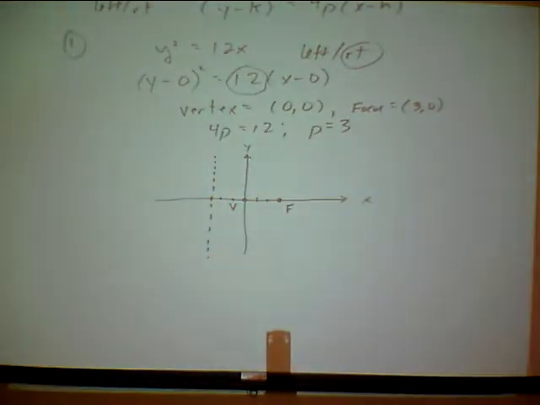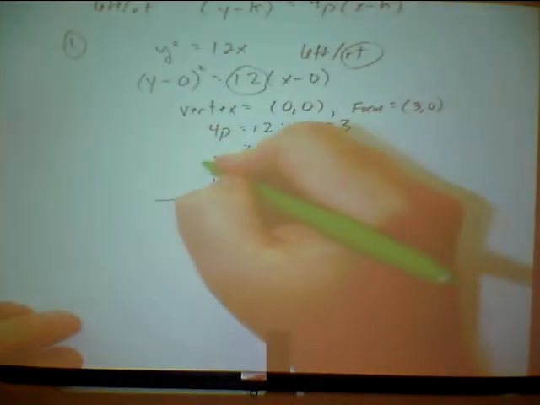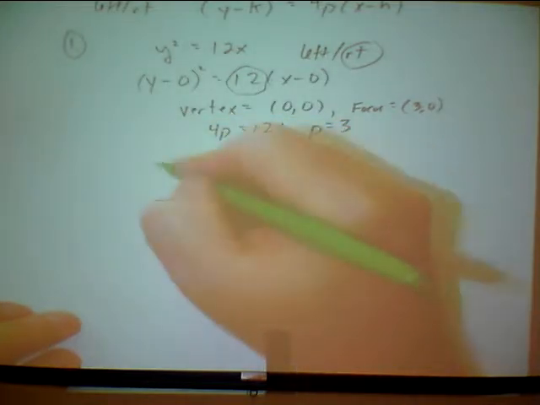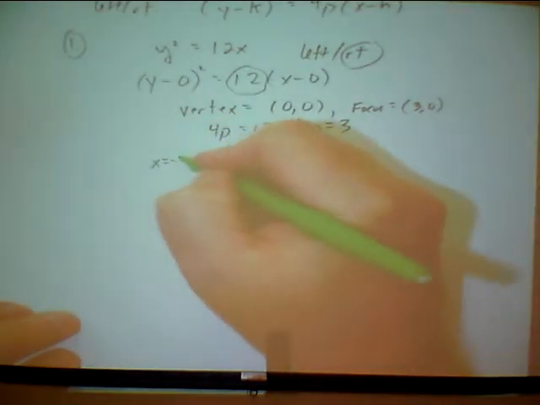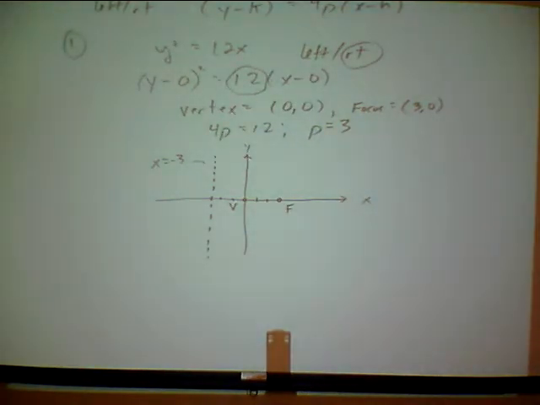In this case, it's a vertical line. And the equation of that line is x equals -3. And that's my directrix.